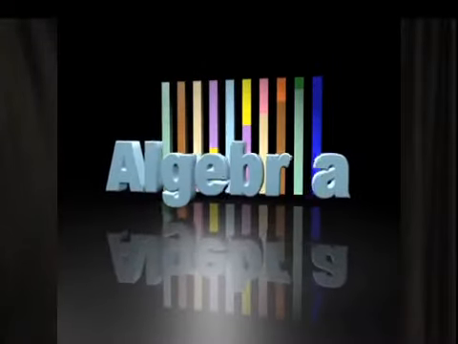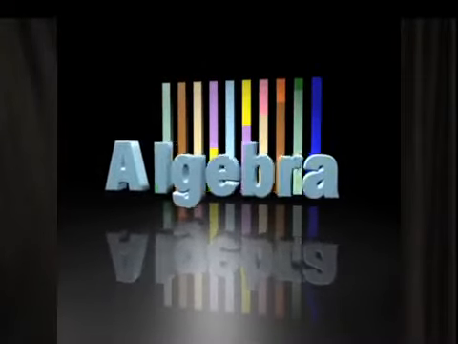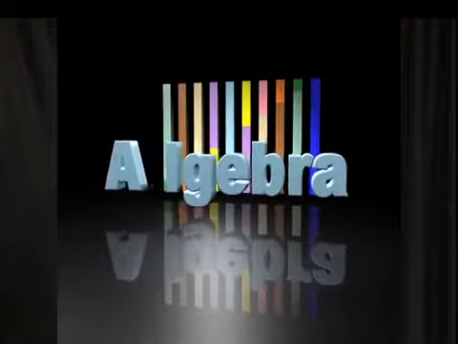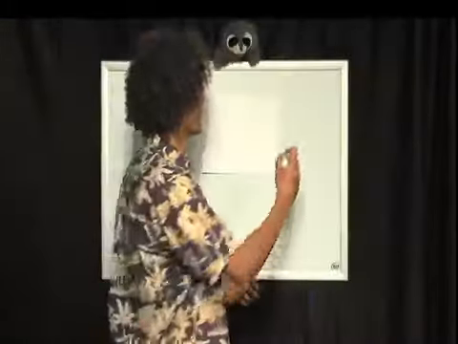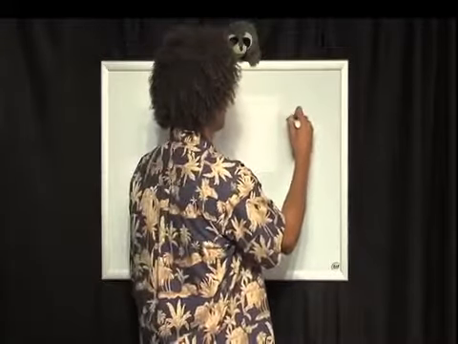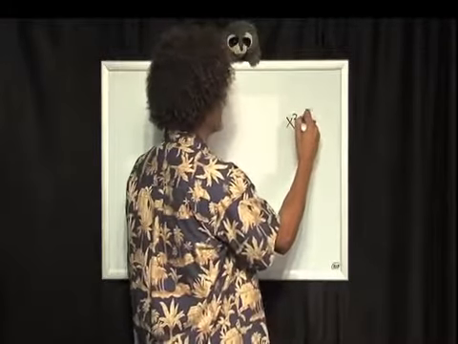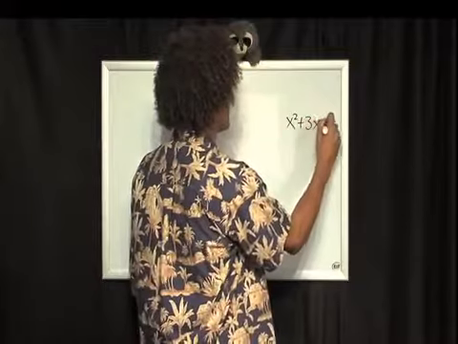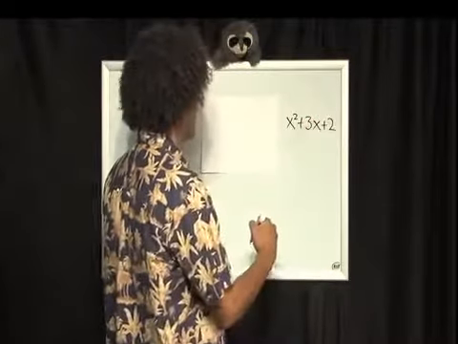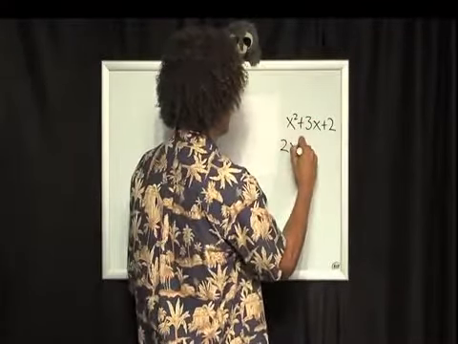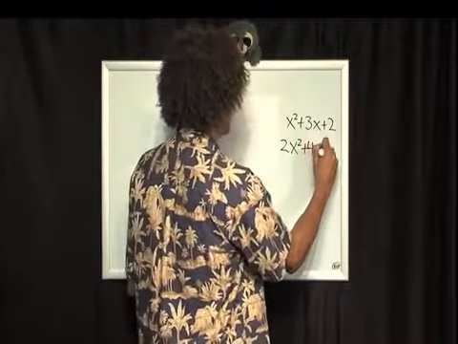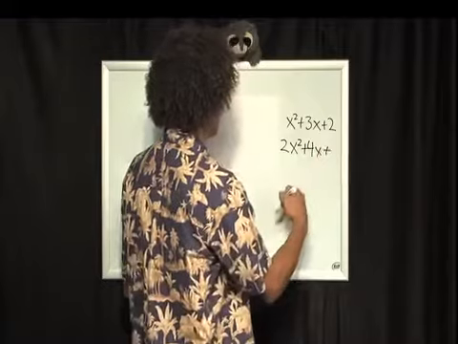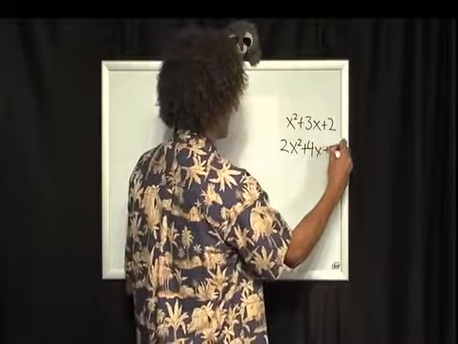Now, once we've had a 3-period lesson and we know what all the pieces are, let's apply this and just have a little fun adding some algebraic expressions. So here I'm having x squared, using the symbols, plus 3x plus 2. And here I have 2x squared plus 4x plus 4.